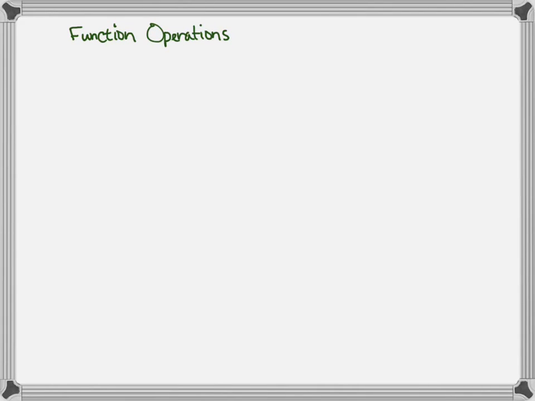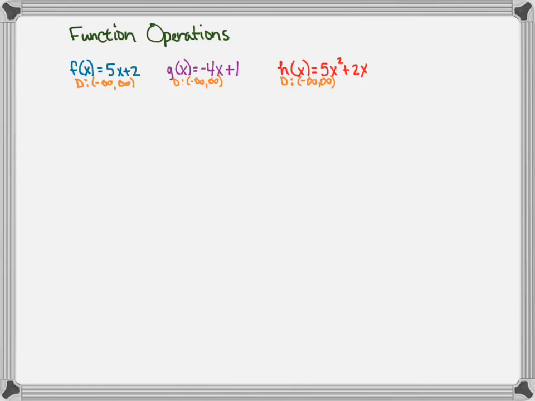Function operations. So let f of x be the function 5x plus 2. Its domain is all real numbers because it's a linear function. Let g of x be the function negative 4x plus 1. Its domain is also all real numbers. And h of x equal 5x squared plus 2x. And because this is a quadratic function, its domain is all real numbers.